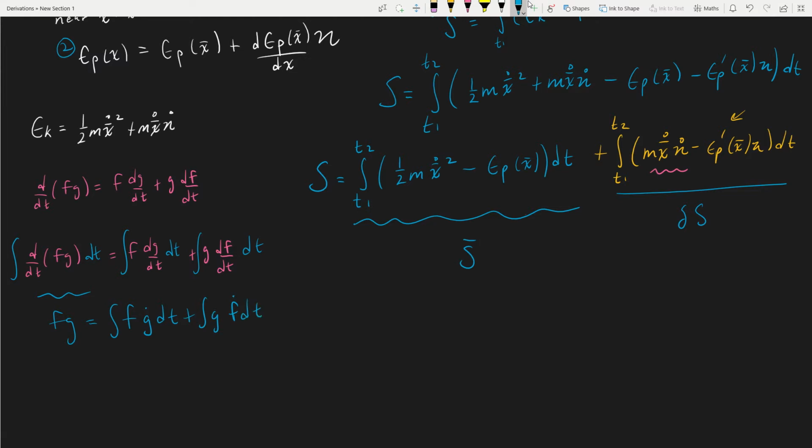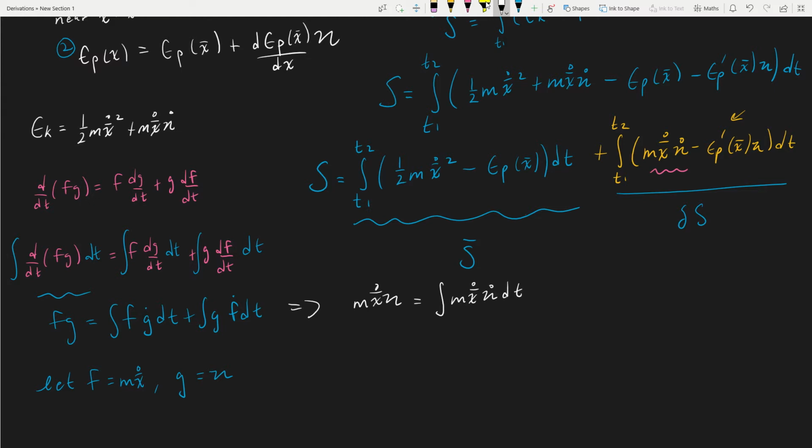Now, to match with this thing up here in red that I've drawn, I'm going to say let f equal mx bar dot, and g is going to be just eta. So rewriting this, okay, we're going to rewrite this. Let's use a different color. Let's use, say, white. We're going to rewrite this. We're going to get fg, which is mx bar dot eta, equals the integral of mx bar dot and eta dot dt.